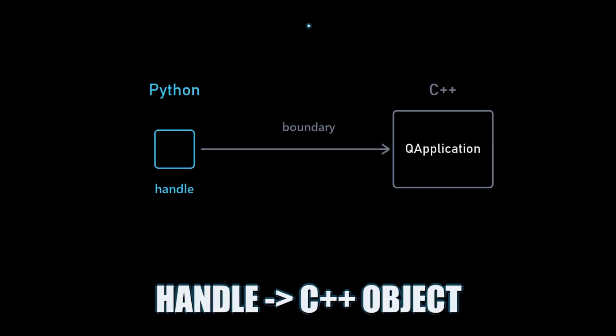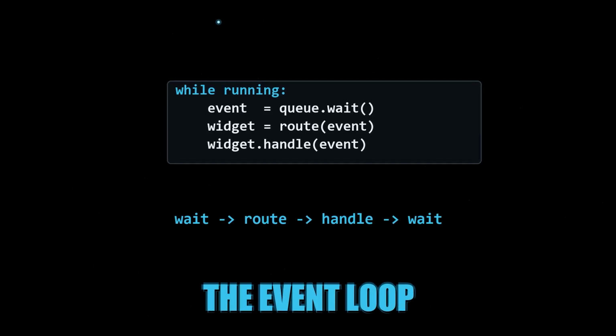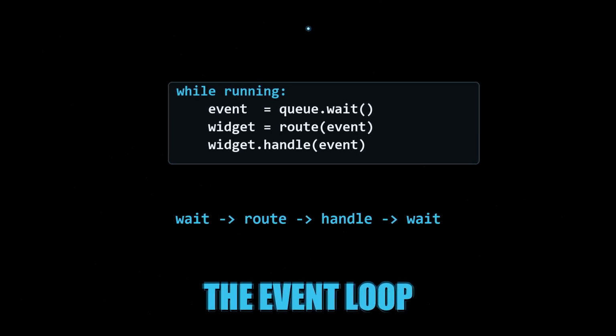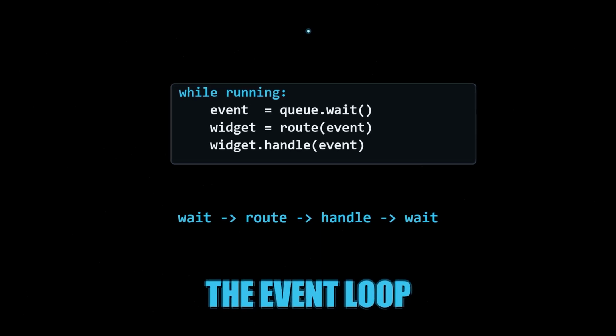Because in about 90 seconds, it's going to explain a really nasty class of bug. Here's the heart of every GUI program ever written. It's a loop. That's it. Wait for something to happen, a click, a key press, the OS saying, hey, your window needs repainting. Figure out which widget it's for. Hand it over. Then go back to waiting. Round and round, thousands of times a second, for as long as the app is open.